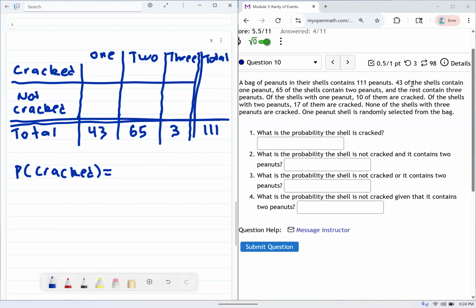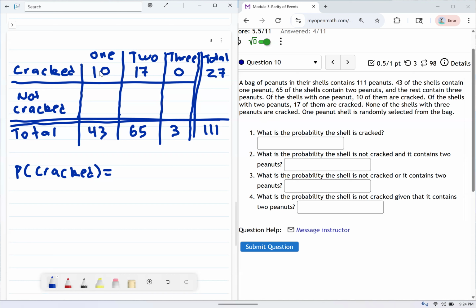It also tells me 10 of the 43 one-peanut shells are cracked. So I'm going to put 10 here for the one cracked. 2 cracked is 17. None of the 3 are cracked, so 0 for the 3. If I add up the 10, the 17, and the 0, I get an overall total here of 27.